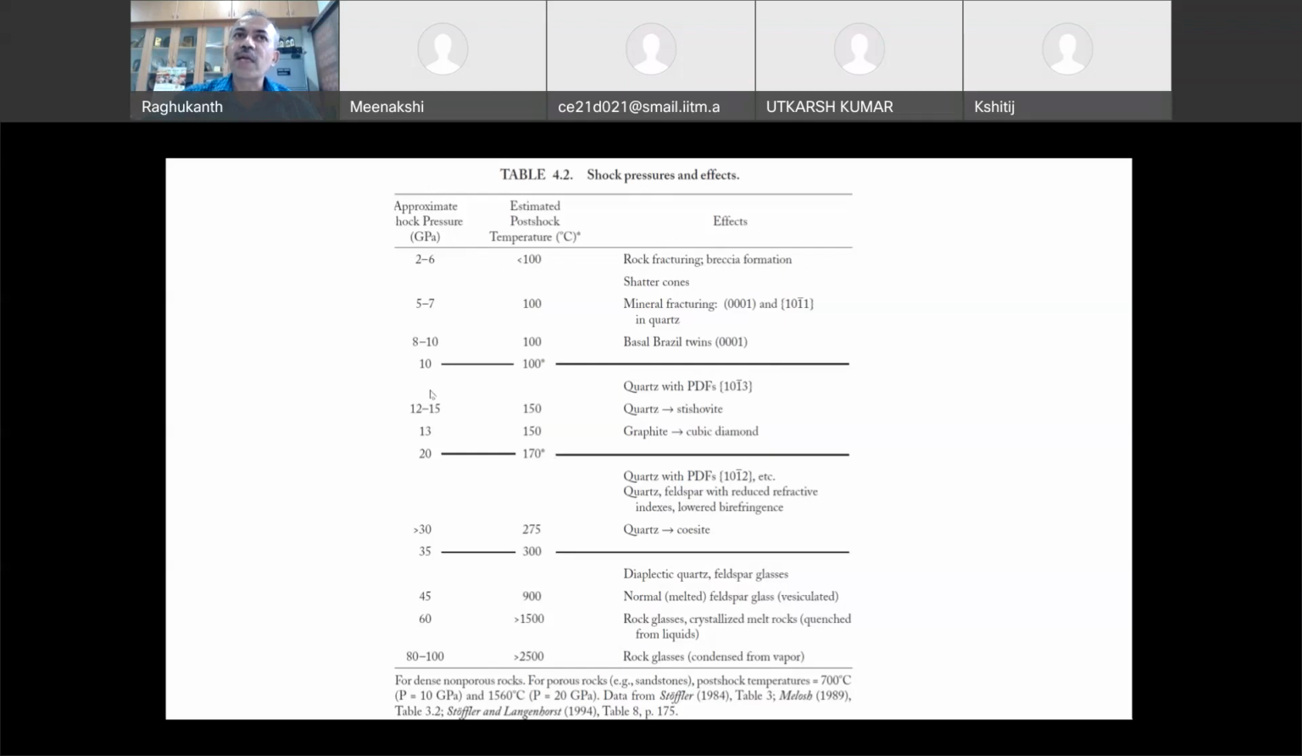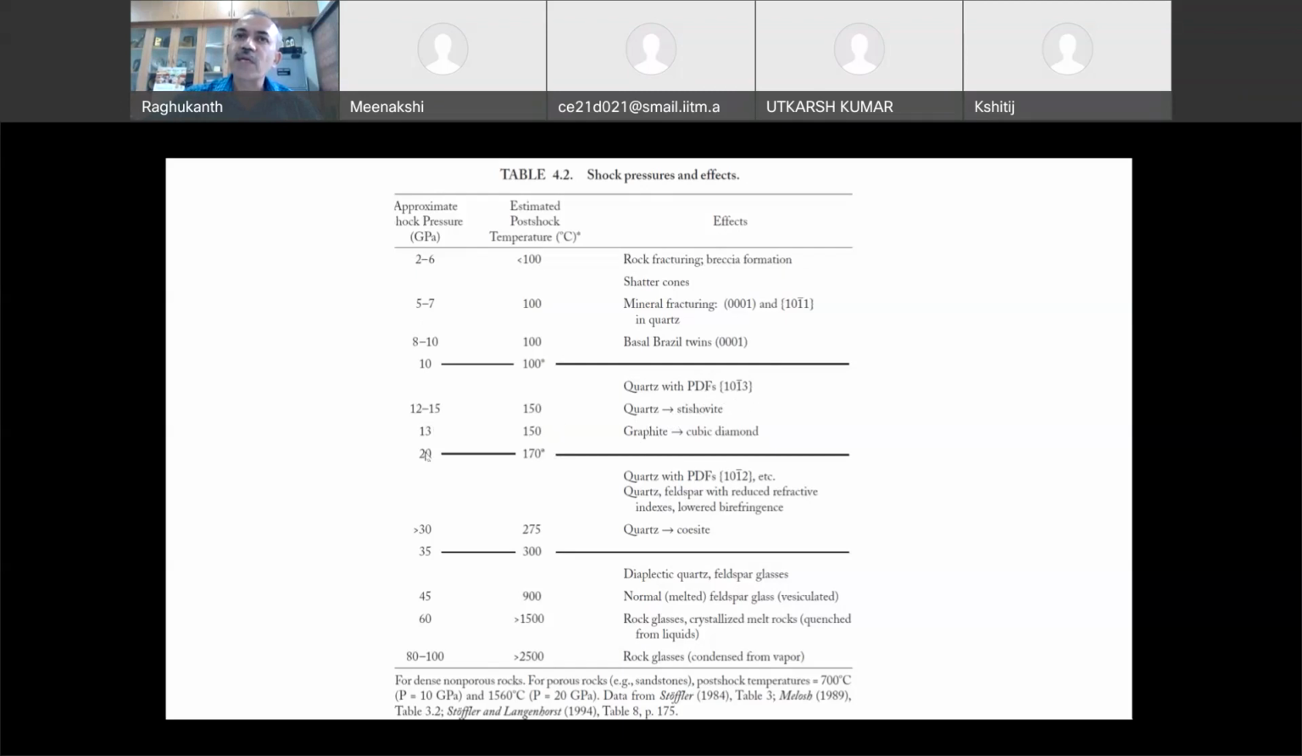Now, as the pressure increases and the temperature also slightly increases, you will see quartz with PDF. PDF means planar deformation features. And then quartz automatically converts into a stishovite kind of mineral, and graphite automatically converts into diamond when it is subjected to this much pressure and this much temperature itself.